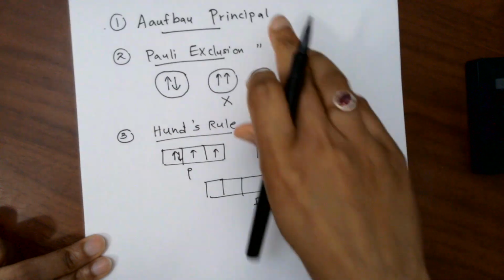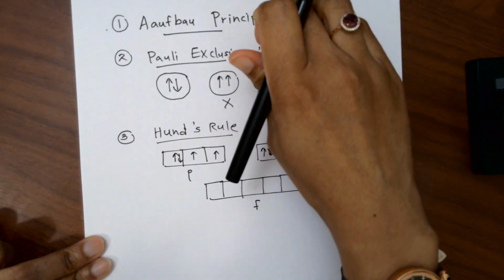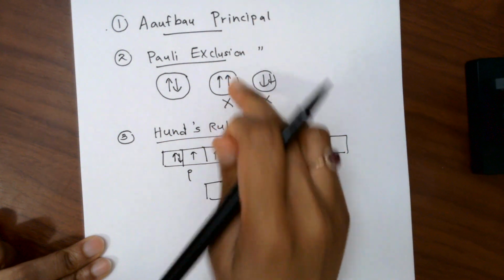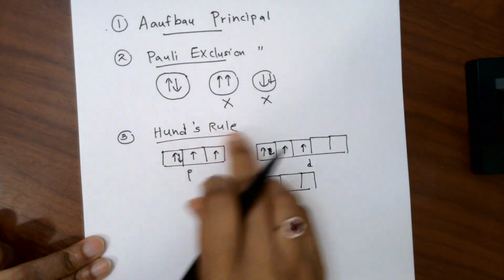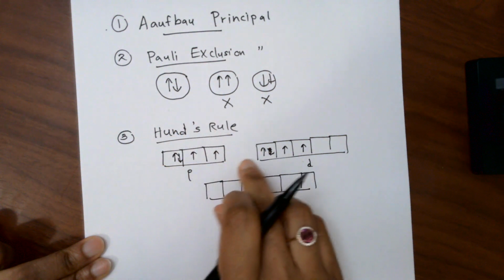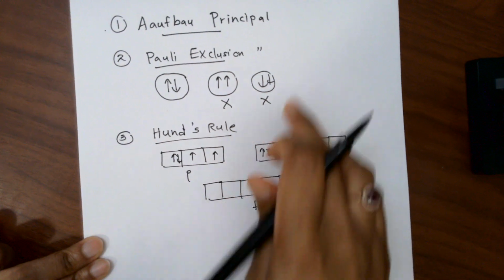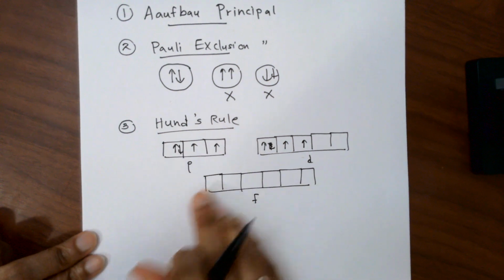Right? The Aufbau principle is the building up principle: lowest energy to highest energy, you need to fill electrons. Pauli exclusion principle: one electron spin up, one spin down. And Hund's rule: electrons singly occupy all the degenerate orbitals before they pair. So those are the 3 rules you should know before you write the configuration.